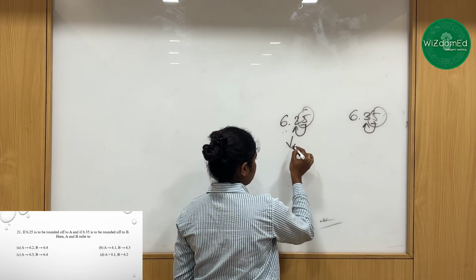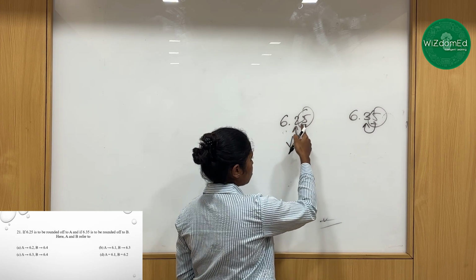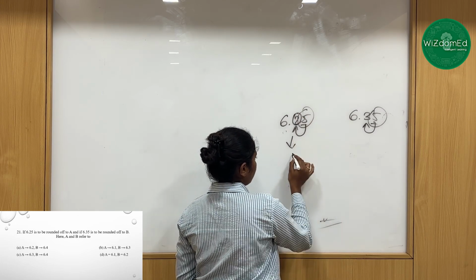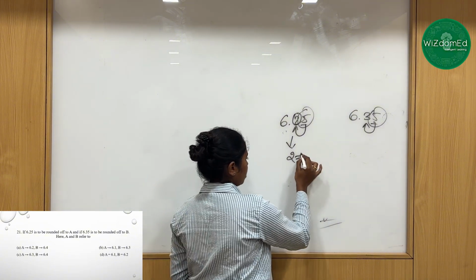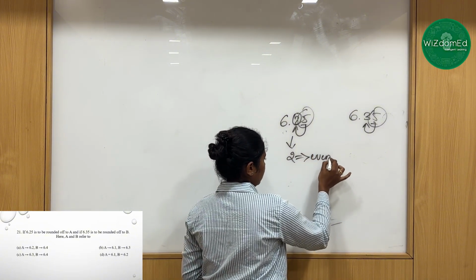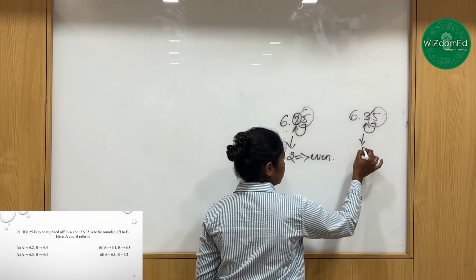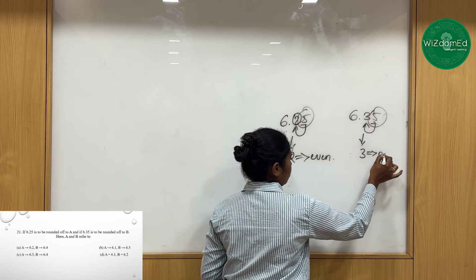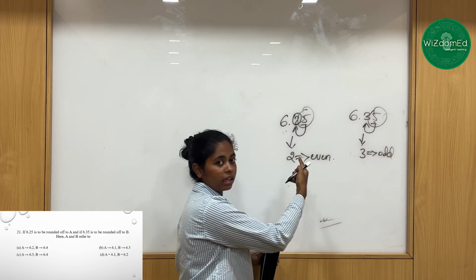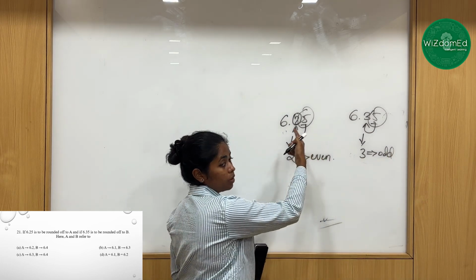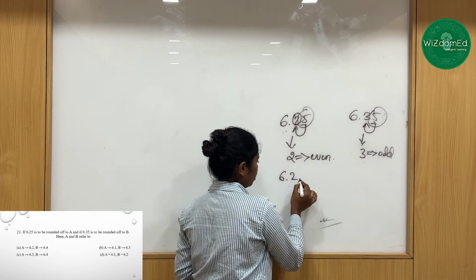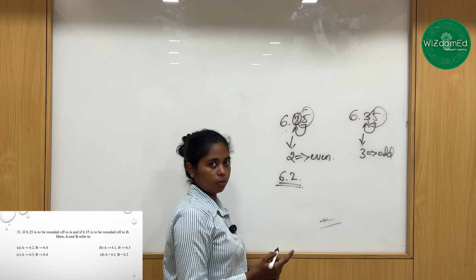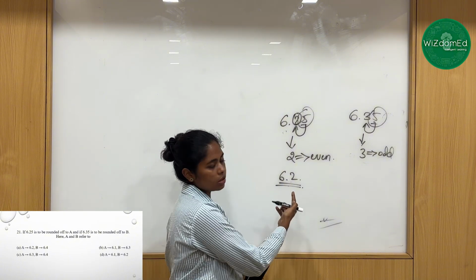In this question we have 6.25. The previous number is 2, and 2 is an even number, whereas in the other case we have 3, which is an odd number. If an even number is present before 5, we are going to keep the number as it is. So upon rounding, it is going to become 6.2.